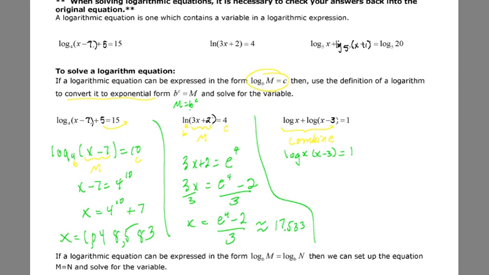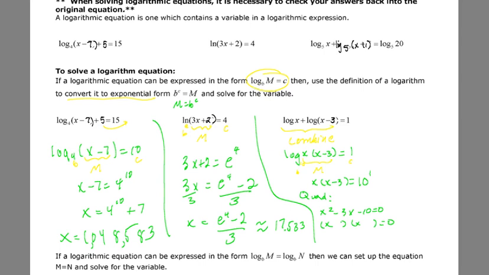Once it's in that format, let's go ahead and convert it. So this whole thing is the m, this part is the c, and remember, if you have a log without a base, it's understood to be 10, and 10 will be our b. So let's convert it to m equal b to the c. X times x minus 3 equal 10 to the first power. What we end up with is a quadratic. Anytime you end up with a quadratic, it's going to always factor. X squared minus 3x minus 10 equals 0.